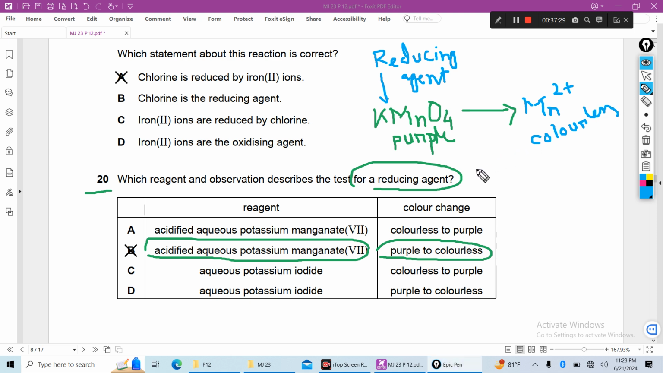So how can you test for reducing agent? Reducing agent is added to acidified potassium permanganate. Potassium permanganate turns purple to colorless. This is the test for reducing agent.